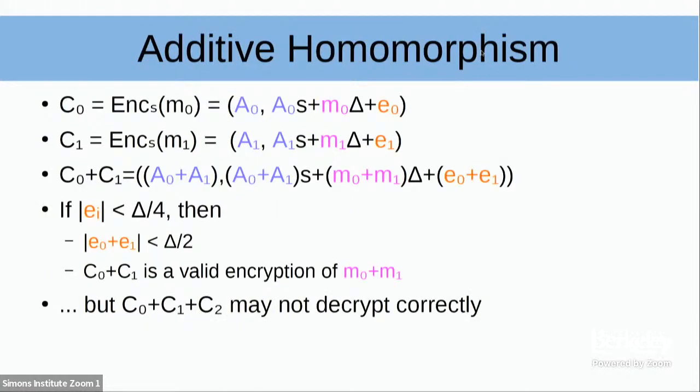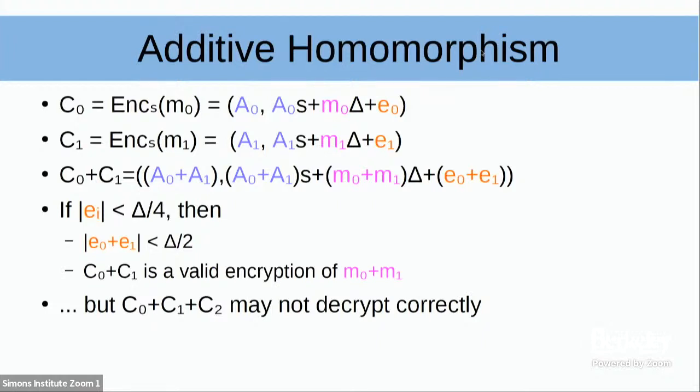Now, it's easy to see how this very simple encryption scheme is also homomorphic. It's not fully homomorphic. In fact, you can make it into a fully homomorphic scheme, but here I'm just showing you that it's additive. So addition is almost trivial.